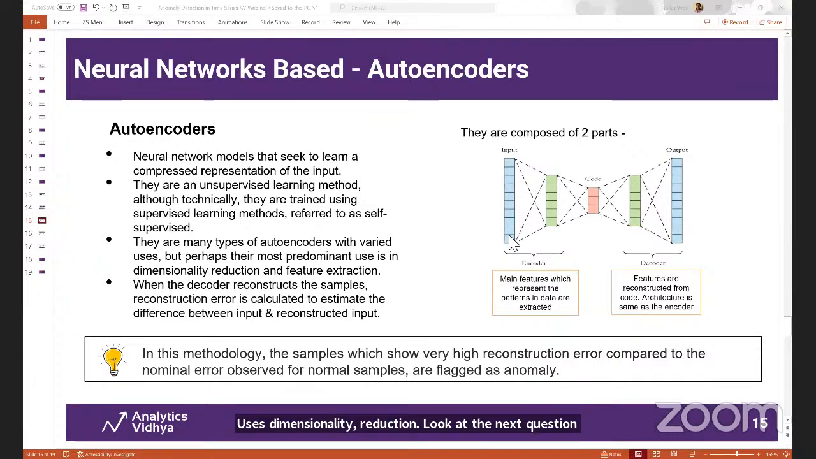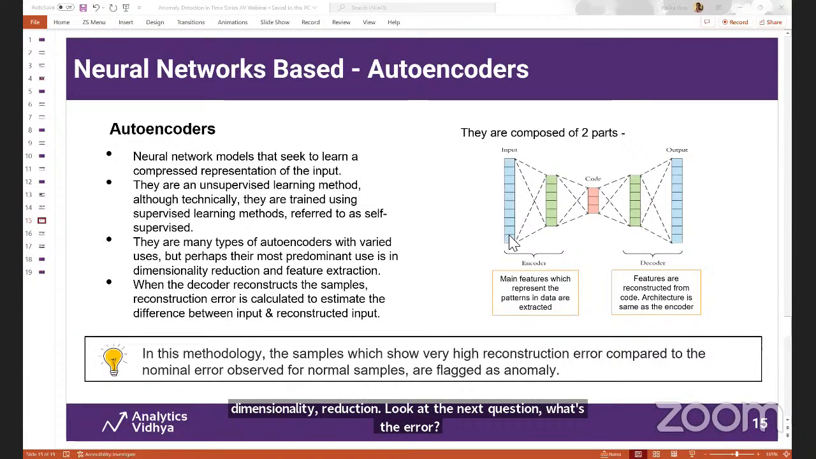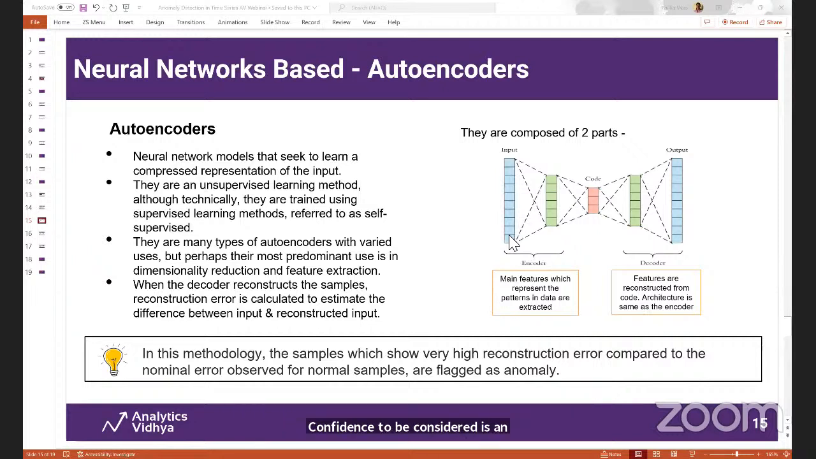What's the error confidence to be considered as an anomaly? The error confidence to be considered as an anomaly depends on the data, right? You need to first do a proper EDA of the entire data, and based on that, we can define whether a particular scale or threshold would be fair or good enough for your anomaly detection.